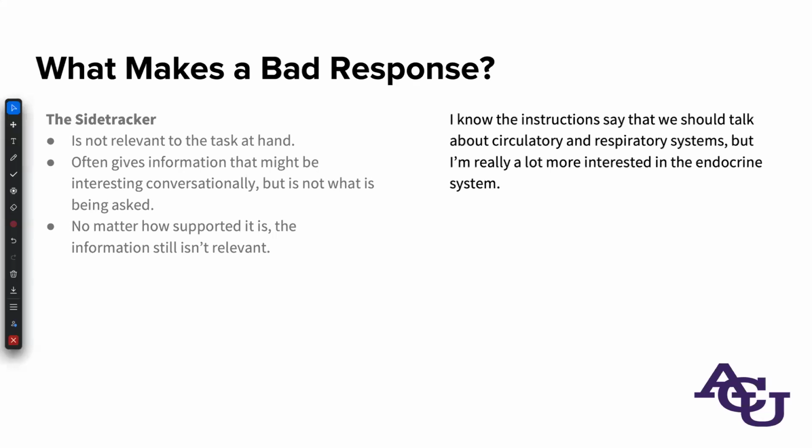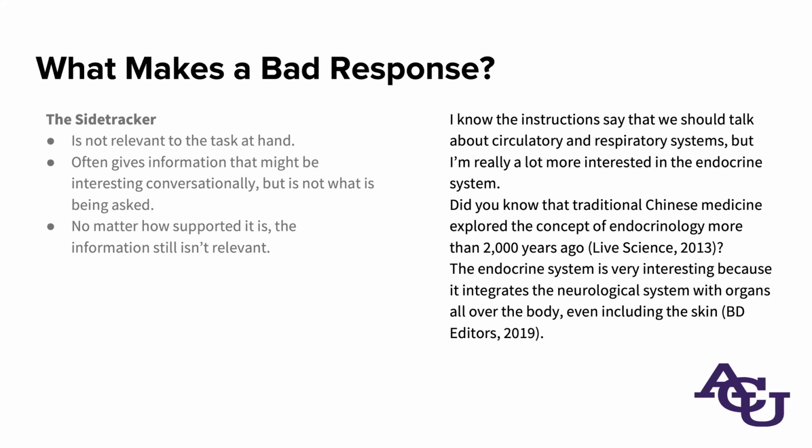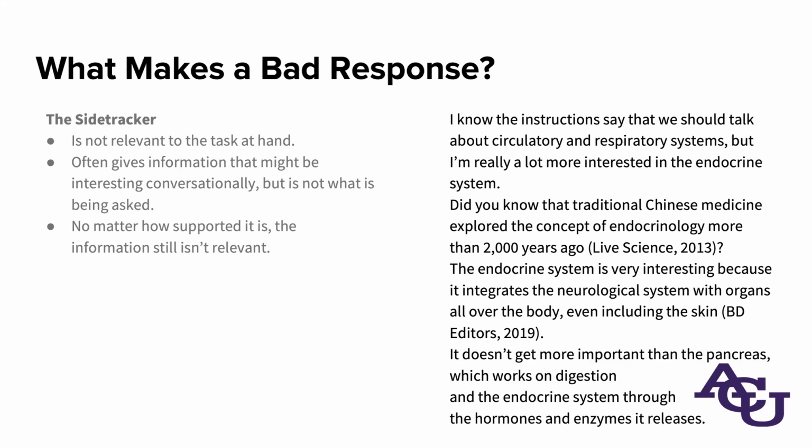And to go back to this discussion post, that might show up as something like, oh, well, I know the instructions say that we should talk about circulatory and respiratory systems, but I'm really a lot more interested in the endocrine system. Did you know that traditional Chinese medicine explored the concept of endocrinology more than 2,000 years ago? The endocrine system is very interesting because it integrates the neurological system with organs all over the body, even including the skin. Imagine that. It doesn't get more important than the pancreas, which works on digestion and the endocrine system through the hormones and enzymes it releases.